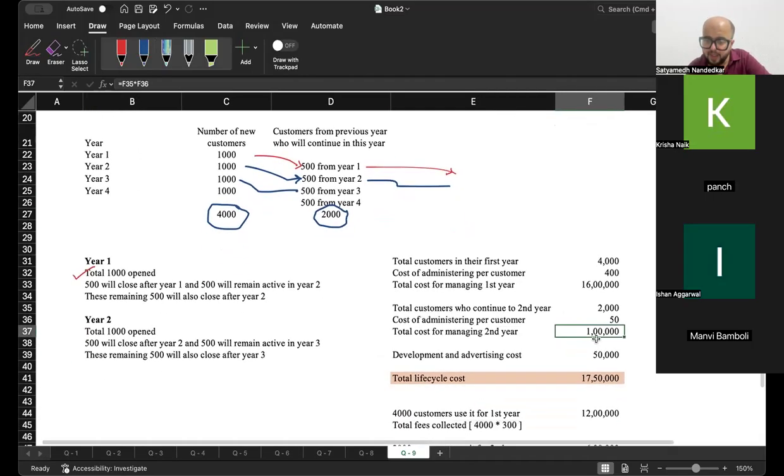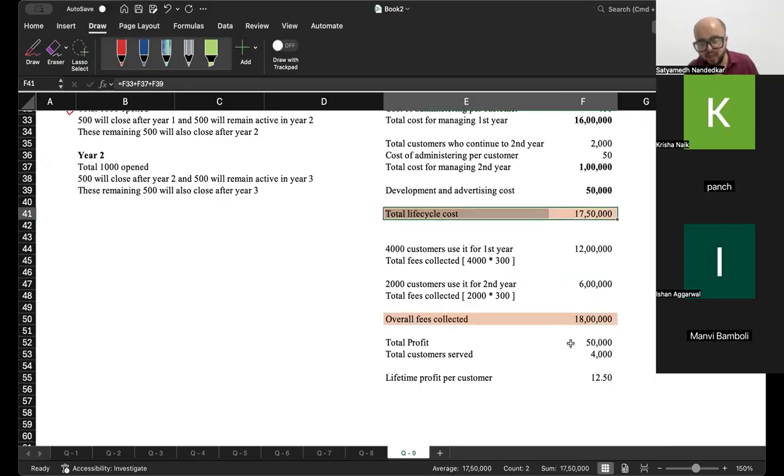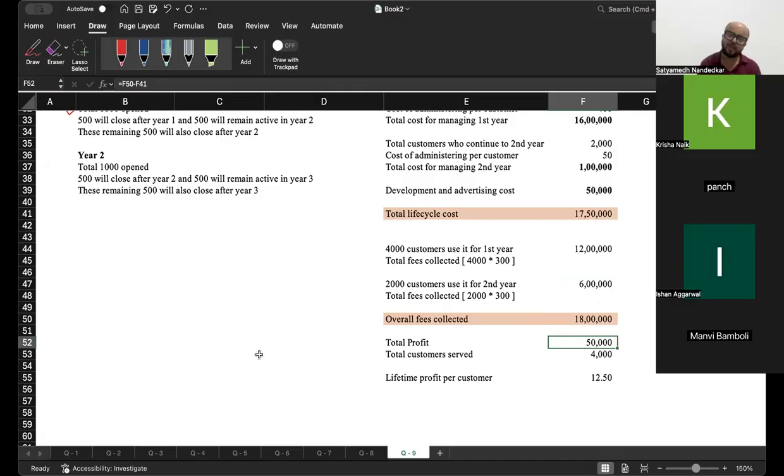So you multiplied that. Then you had development and advertising cost. You added all the three together. You added this, you added this, and you added this. The total comes to 17,50,000. You compared that with the total revenue. See, 4,000 customers use it in the first year. So 4,000 into 300. Out of those 4,000, only half are going to the next year. So 2,000 into 300, 6 lakhs is the total earning. What is the total fees collected? 18 lakh. Total life cycle cost 17 lakh 50,000. So that's how you got a profit of 50,000.